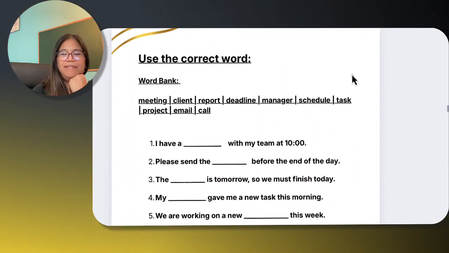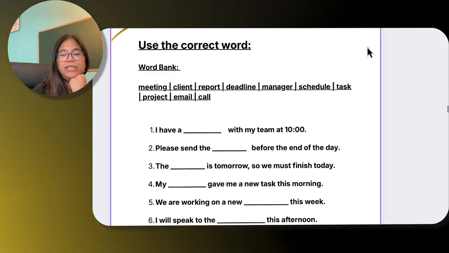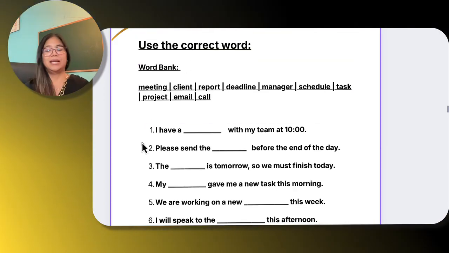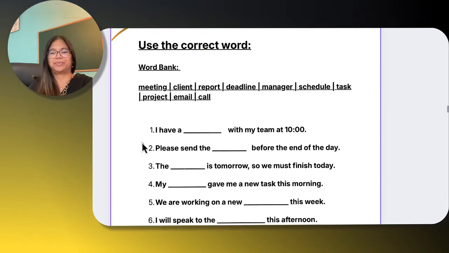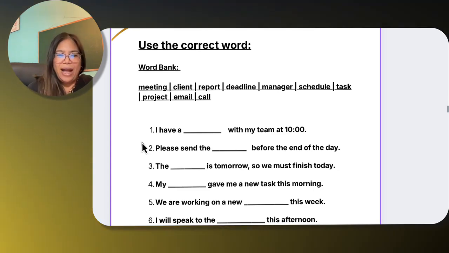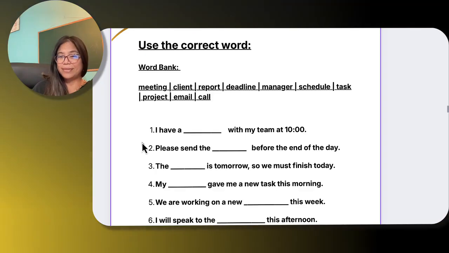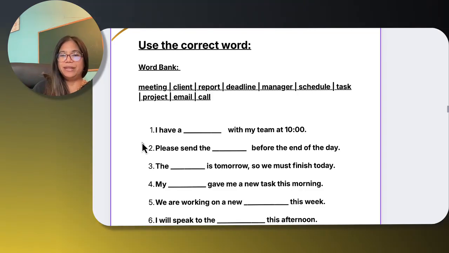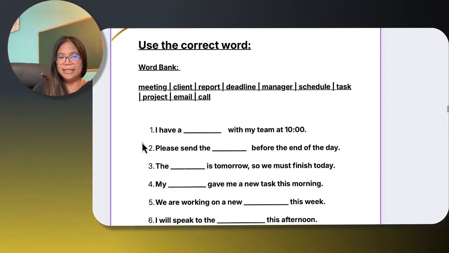Let's see this one. We have here, use the correct word. So, out of all these words here in the word bank, we got to put them in the sentences, okay? Are you ready? Meeting, client, report, deadline, manager, schedule, task, project, email, call. Here we go. I have a blank with my team at 10. What would that be? I would place meeting. Please send that before the end of the day. That has a deadline, before the end of the day. So what should they send?